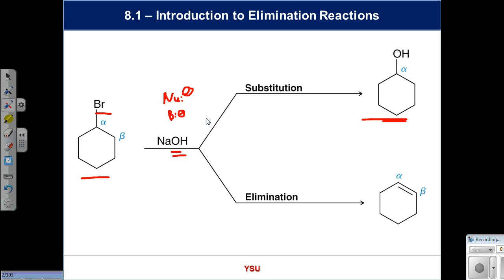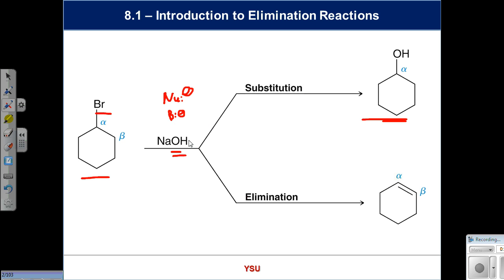Depending upon what it's attacking, depending upon the substrate, we'll get some substitution and we'll get some elimination, or we'll get mostly elimination and a little bit of substitution. We'll get mixing up of the mechanisms. That's where things start to become more interesting, but also more challenging.